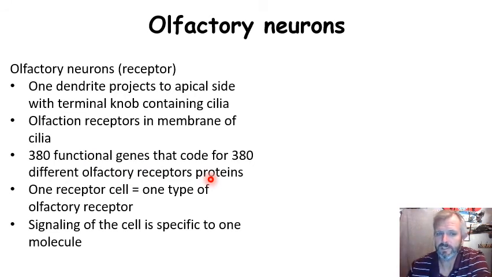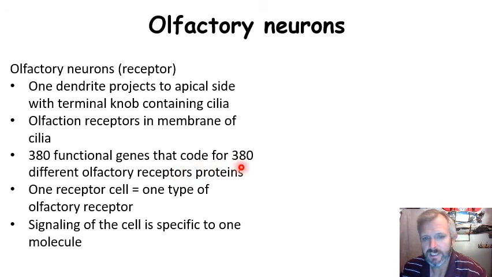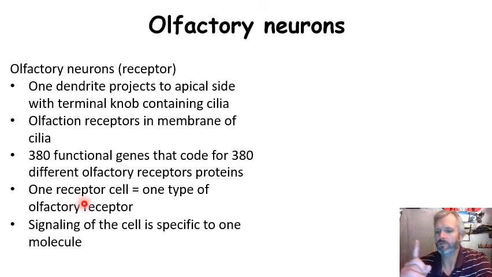Okay, this is one of the oldest senses. There are lots of genes put together to sense for smell. One receptor cell, one type of olfactory receptor. So you're not going to have a bunch of many different receptors on the same cell. You're going to have one type of receptor. So you can see we can have many different cells, 380 different types of cells, if each one of those is going to have just one type of receptor on it. Okay. And the signaling of the cell is specific to a specific molecule.